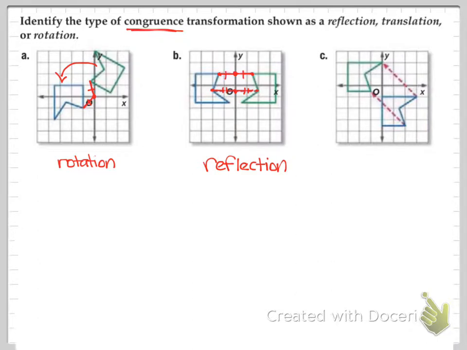And then the last one here, part C. Does it slide, does it flip, or does it turn? You can see that it just slides up the same distance. Every point is going the same distance here. So you know that that is a translation.